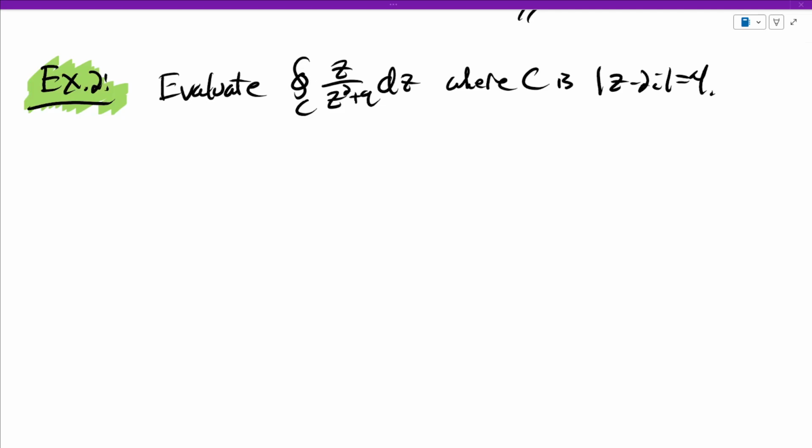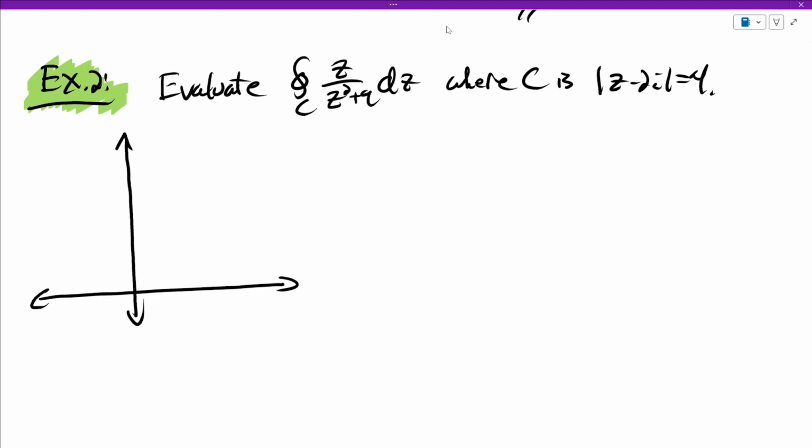All right, we're going to apply the Cauchy integral formula again to compute this contour integral. So C here is the circle of radius 4 centered at 2i. If we were to draw C, it's always helpful, always draw the picture if you can. I need to put it down a little bit more.